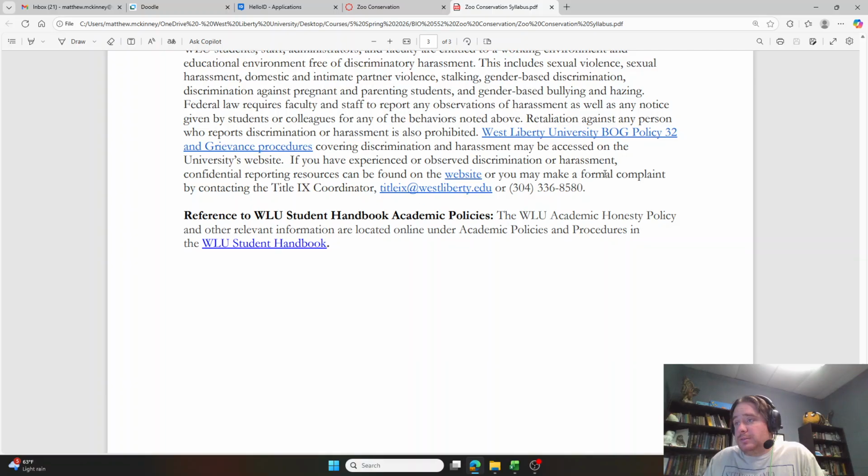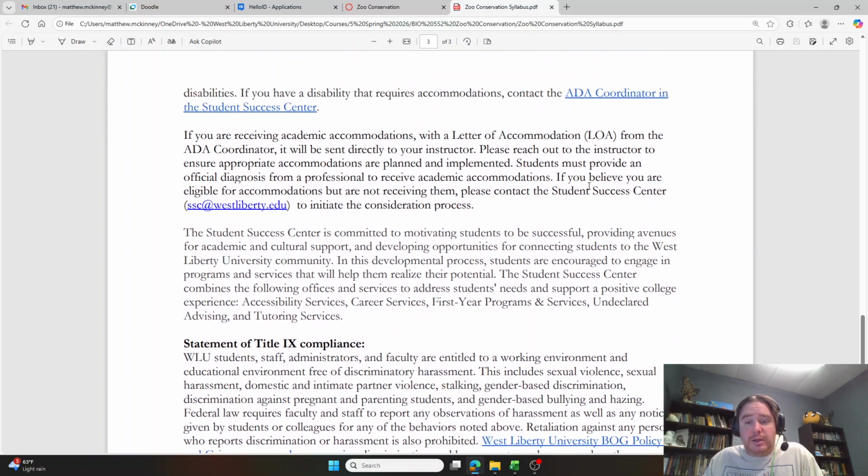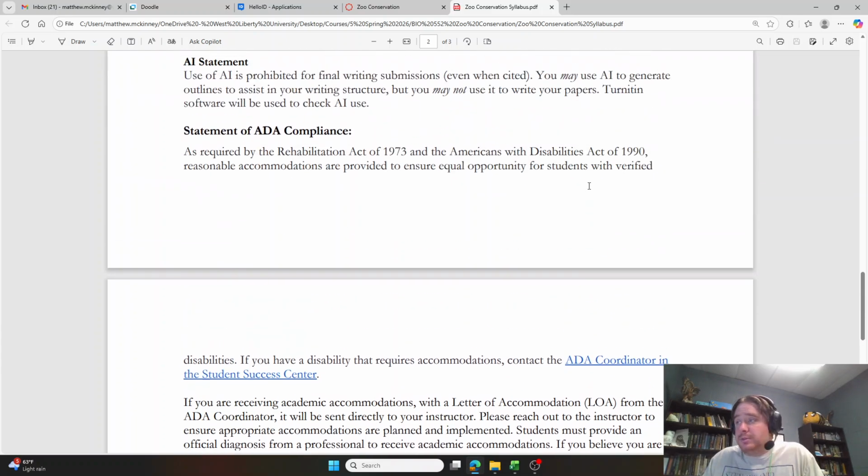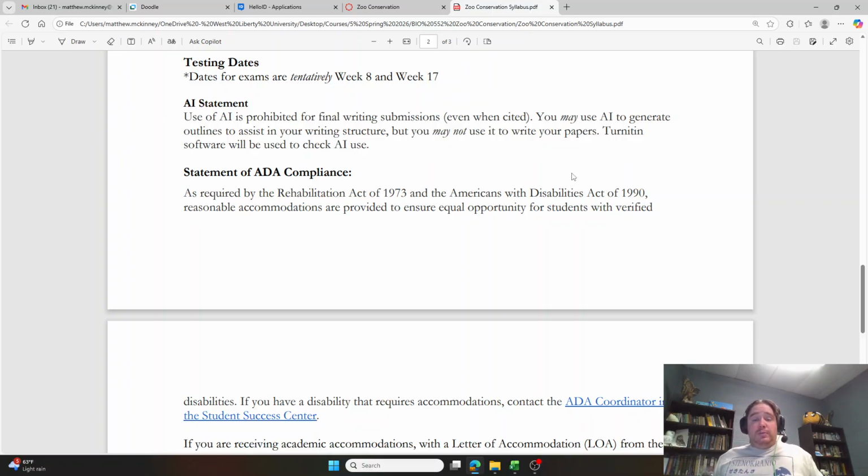This other stuff, feel free to read it, and basically it says we comply with the law. It's in every single syllabus that you'll ever see. If you have questions about those laws, let me know.